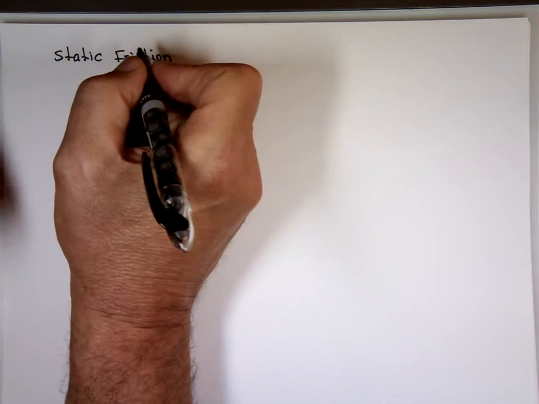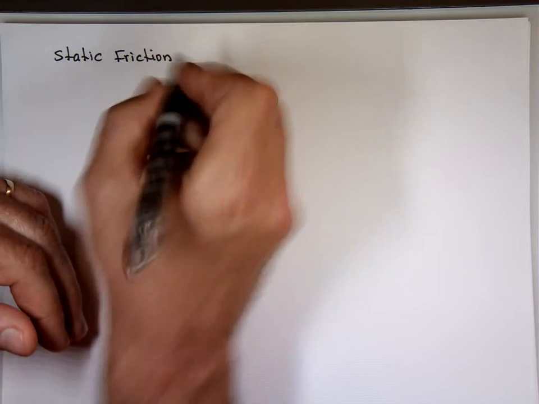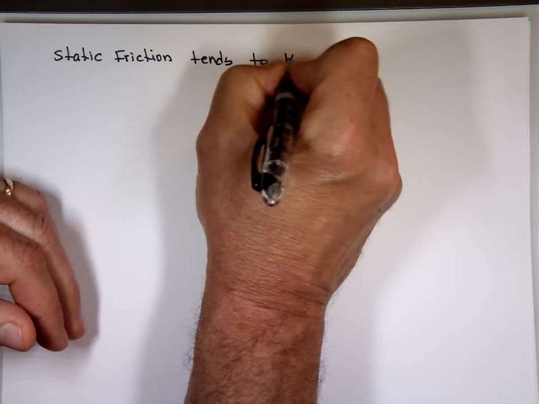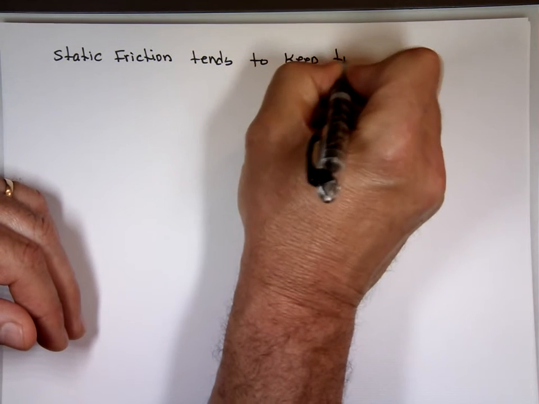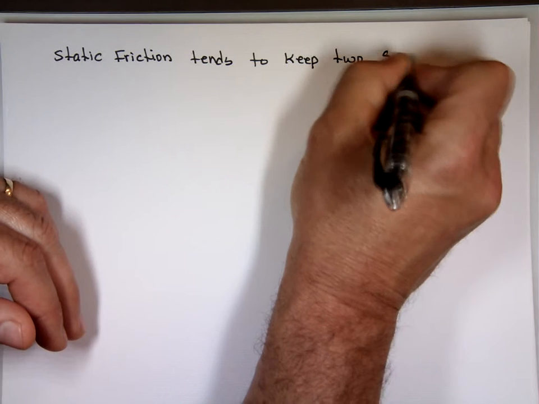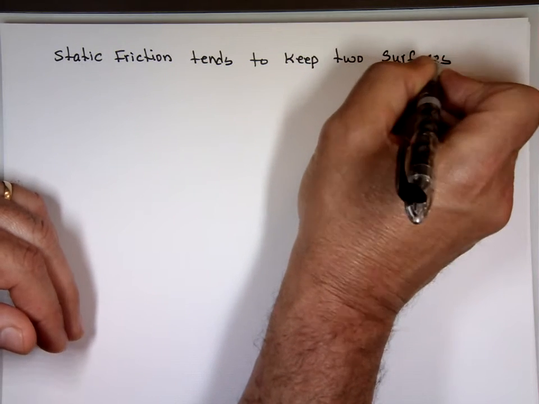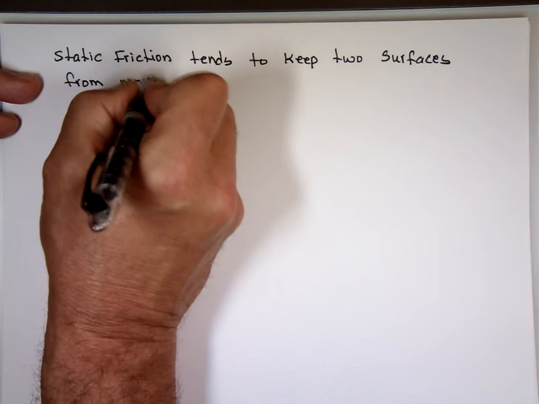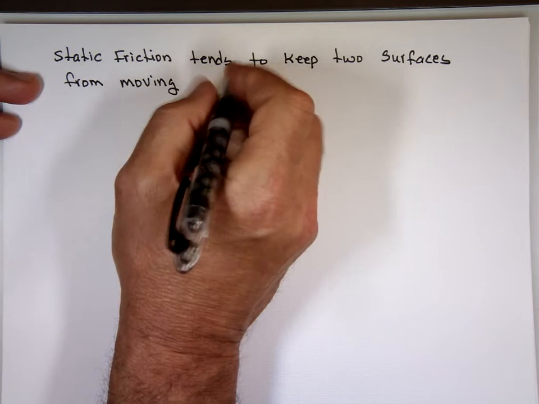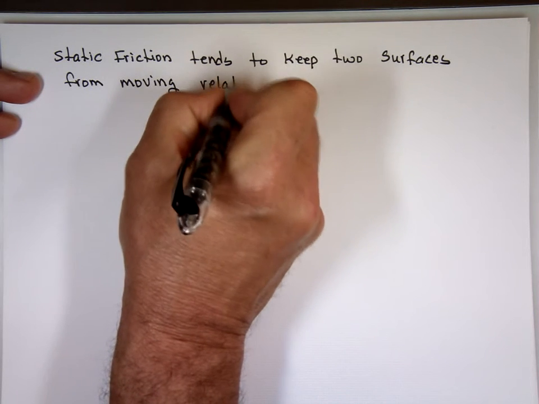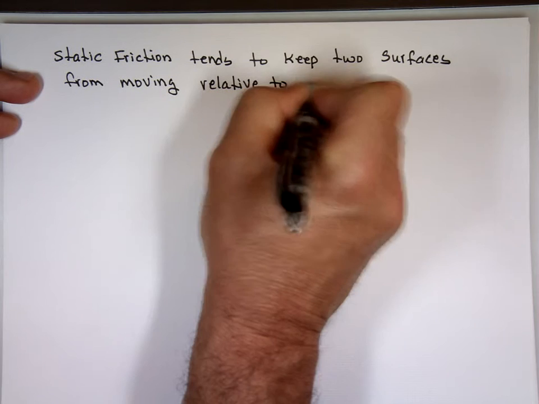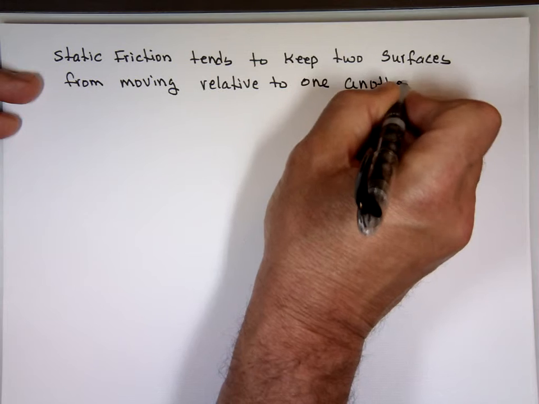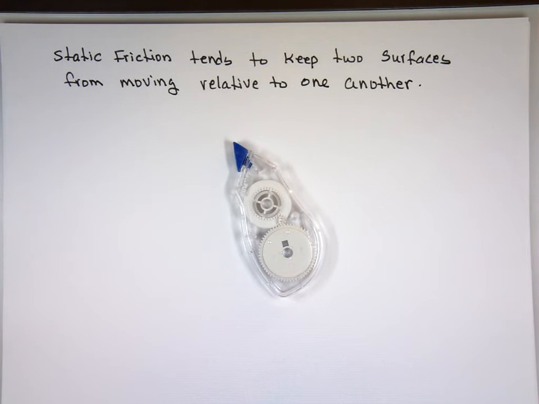Static friction is a force that tends to keep two surfaces from moving relative to one another. So basically, static friction is the friction force that keeps this from moving.